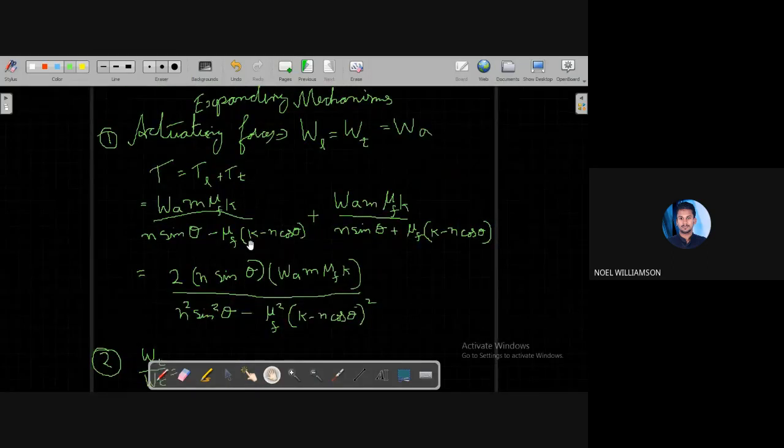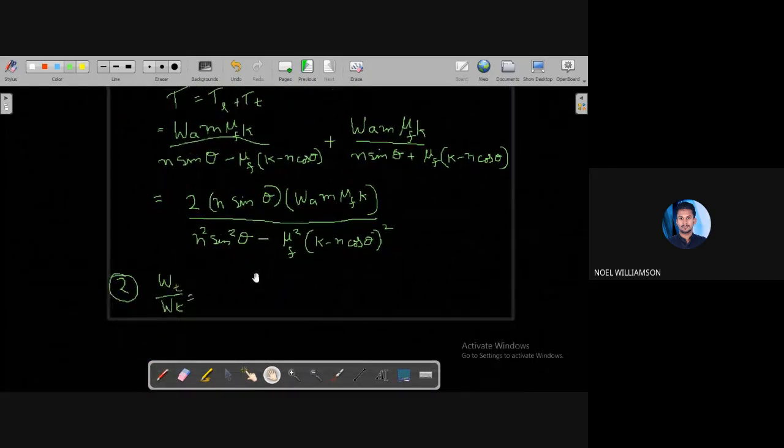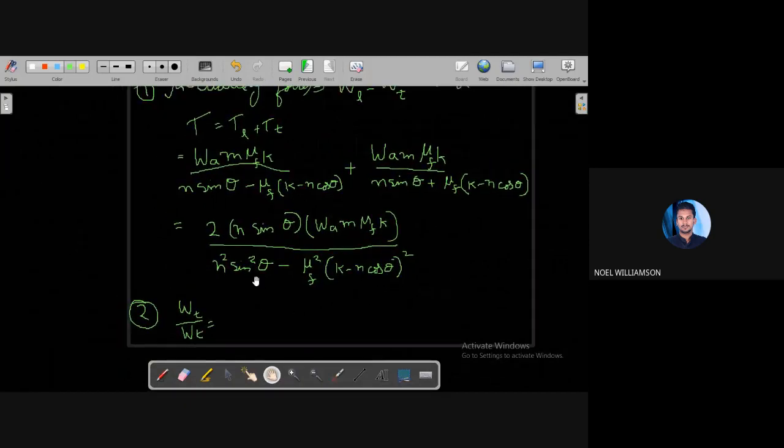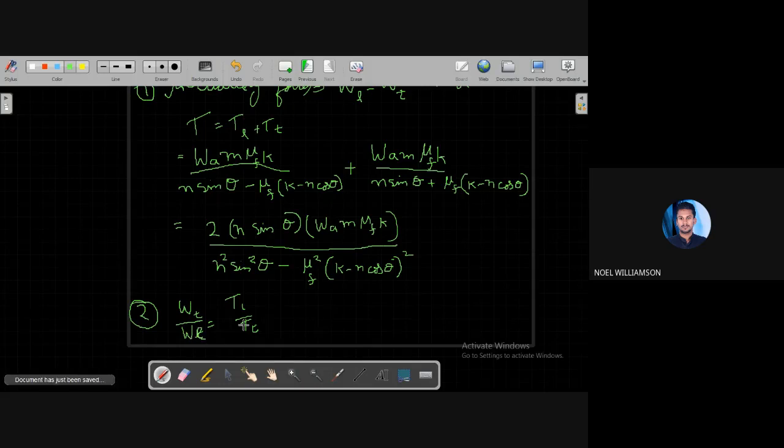And we know that W_T and W_L for the equation will be the same as T_L by T_T. Here the ratio is inverted, that is W_T by W_L means T_L by T_T.